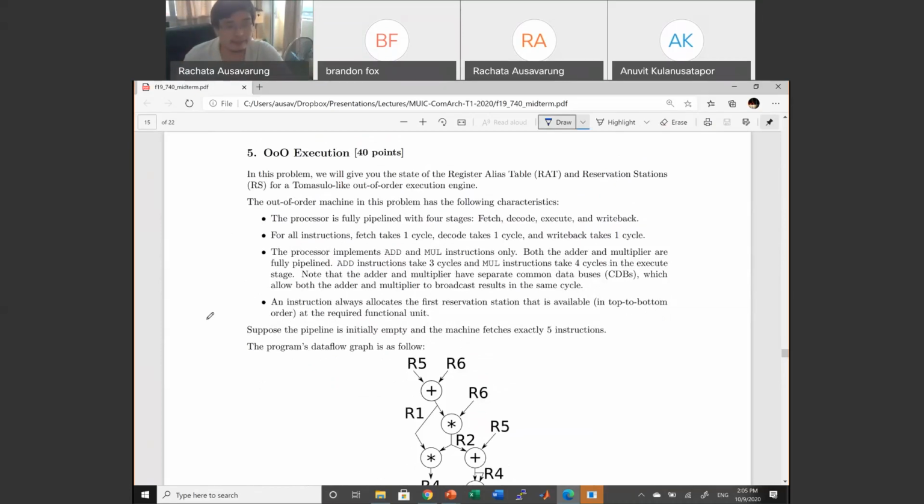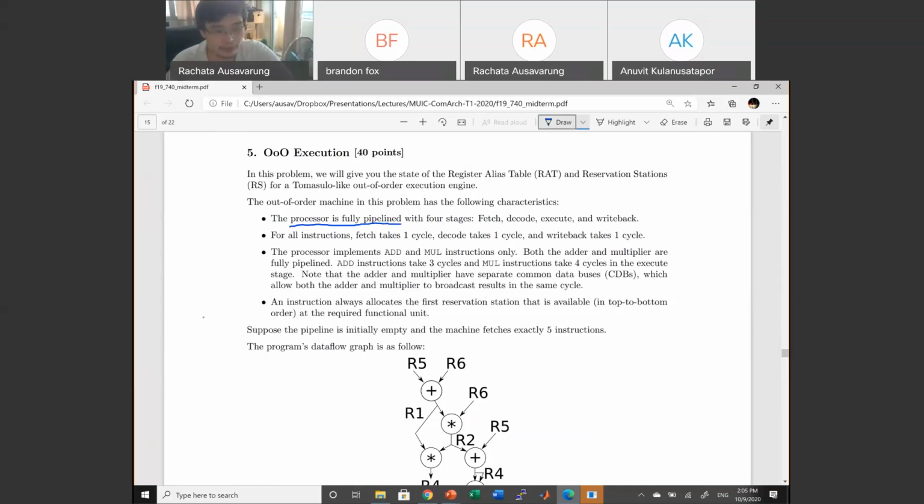Potentially something that is fair game. Not exactly fair game, this is a little bit too hard for your exam. If I do something along this line, it would be easier. But this is a question about an out-of-order processor. Here are the assumptions. The processor is fully pipelined.